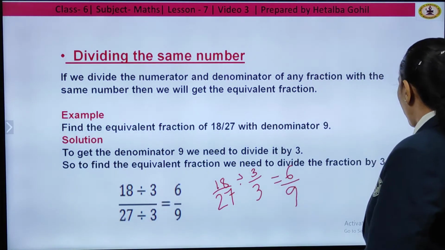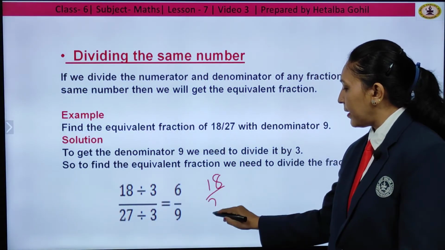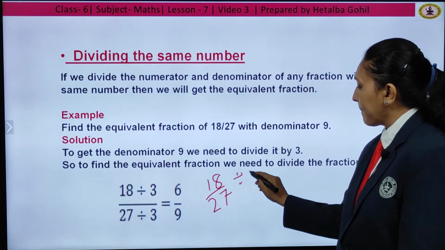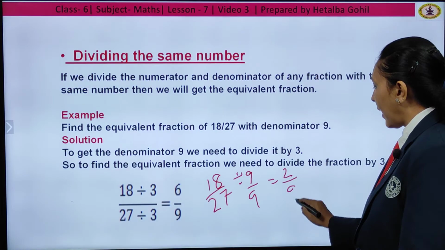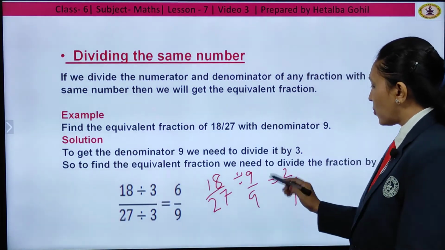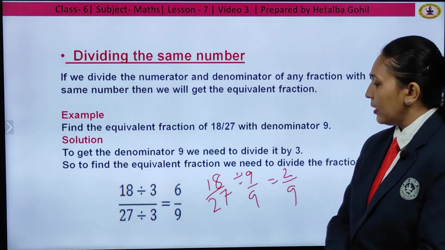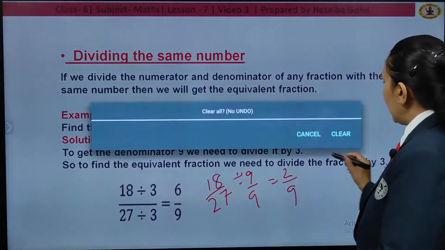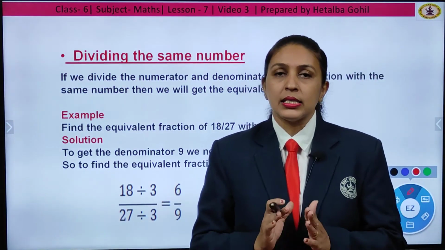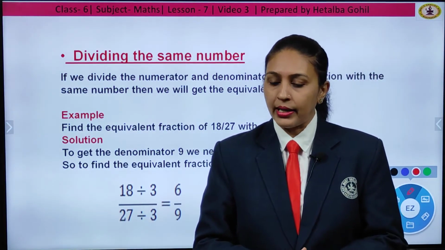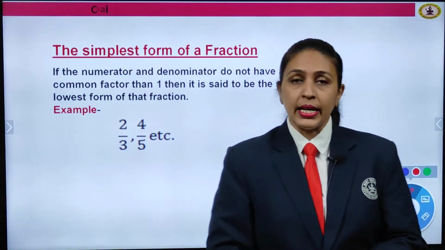Further, children, if you want another way, if I divide 18 by 27 by 9, what do I get? I will get 2 by 3. So children, 6 by 9 and 2 by 3 are the same. They represent the same fraction. Okay, so this is the way we find the equivalent fraction, by multiplying and dividing the numerator and the denominator by the same number.